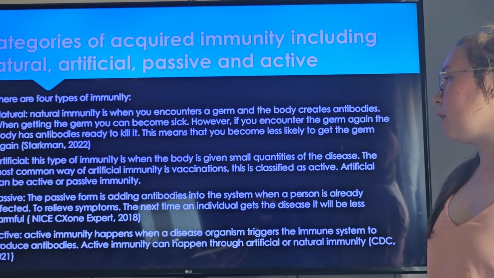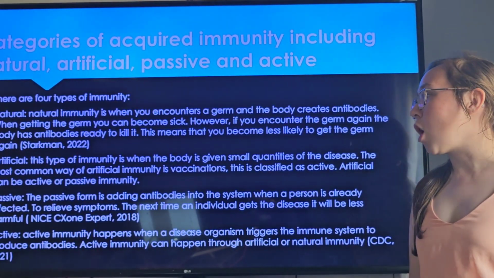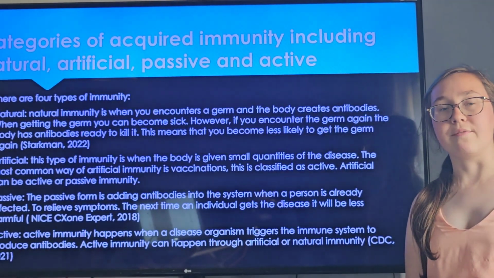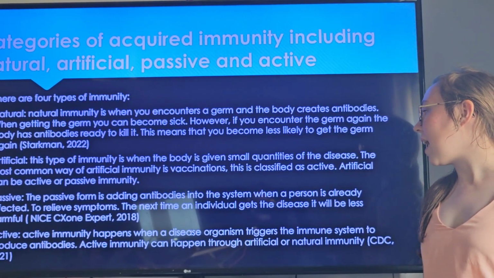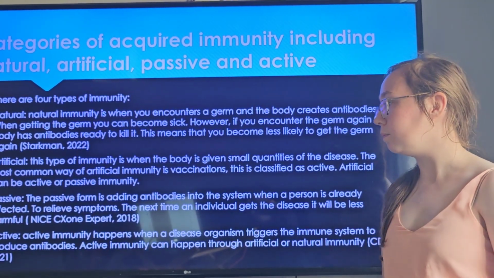Artificial. This type of immunity is when the body is given small quantities of the disease. The most common way of artificial immunity is vaccinations. This is classified as an active immunity. Artificial can be active or passive immunity.